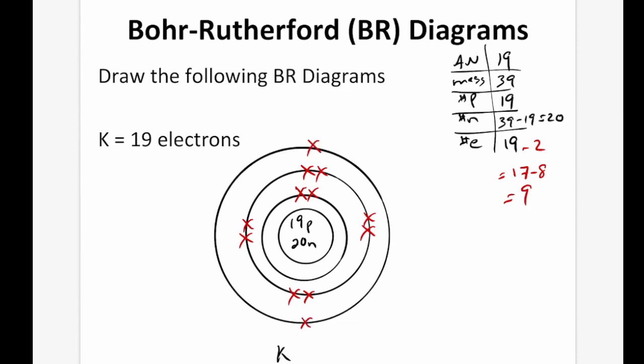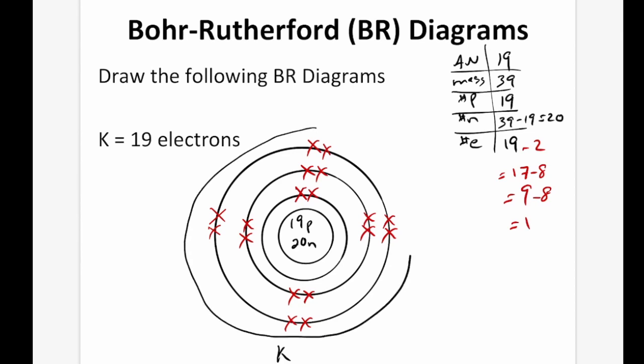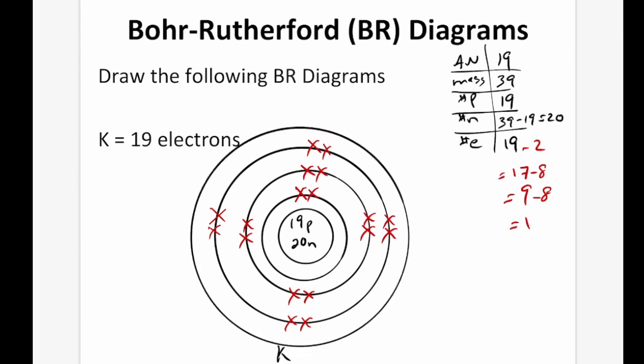We're going to go north, south, east, west, north, south, east, west. Now, even if you know you have enough electrons, it's a better idea to draw them all out in the proper order. That way you don't make a silly mistake. So 9 minus 8 is equal to 1. So we have 1 electron left. So we're going to draw one more orbit. And we're going to put that electron right at the top, north. 1 minus 1, 0, and our Bohr-Rutherford diagram for potassium is complete.